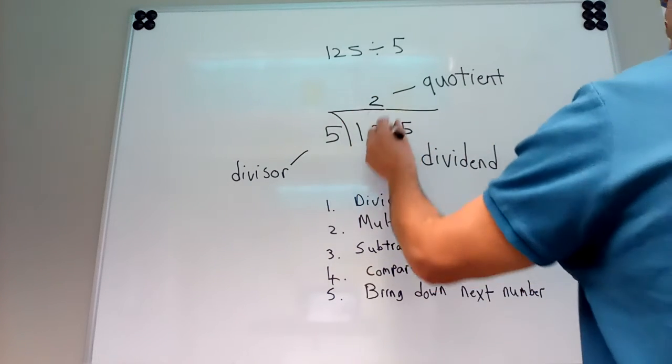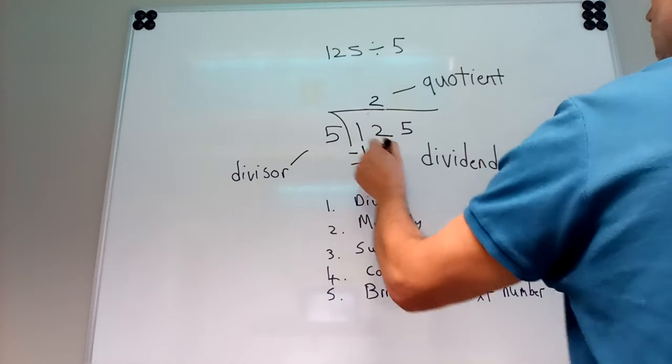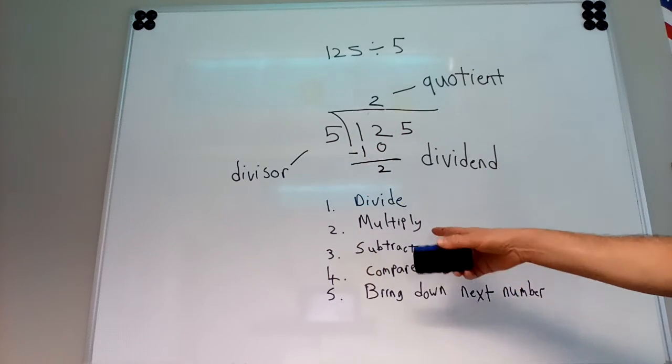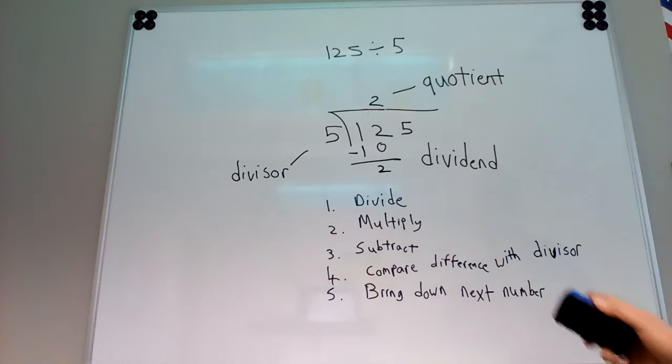I line it up right over that 2. 2 times 5 is 10. I subtract, and that gives me a 2. Okay, so now down here I've subtracted. Now I'm going to compare the difference. Well, that is smaller than that, so that's good.